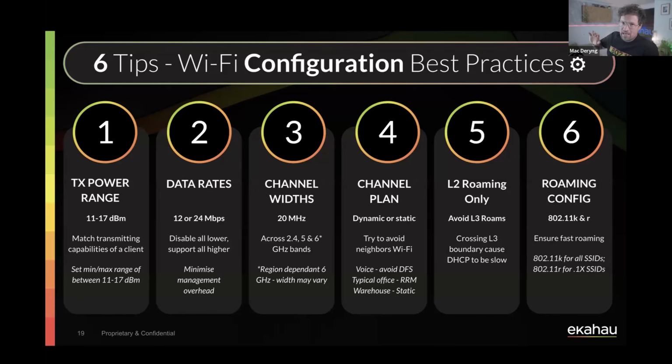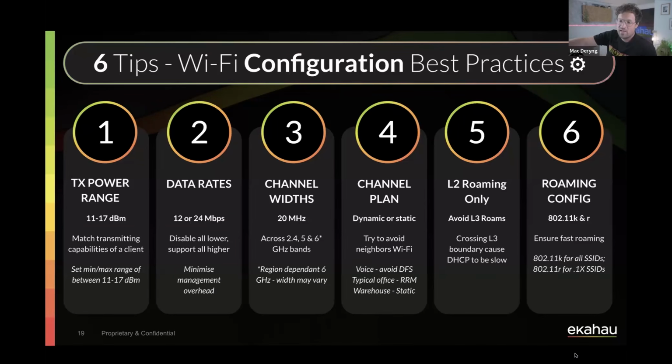Now, number 5, layer 2 roaming only. Tons of vendors will allow you to configure layer 3 roaming. If you do that, it's slow roam by definition. Every time you jump between APs, it's slow. DHCP will be slow. So stick to layer 2. Okay, Wi-Fi is layer 2. There is no reason to go to layer 3 roaming typically.